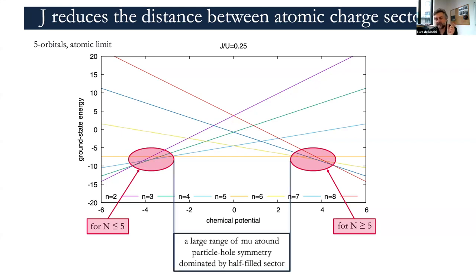And then you can see that there is a large zone of chemical potential around particle symmetry, which is completely dominated by the half-filled sector. So what this means is that Hund's coupling puts charge sectors close in energy when you have electrons more than half or less than half, and at particle symmetry, it rather pushes all the sectors away in energy, and so it increases the gap to charge excitation, but only for half filling. Out of half filling, it actually reduces it.